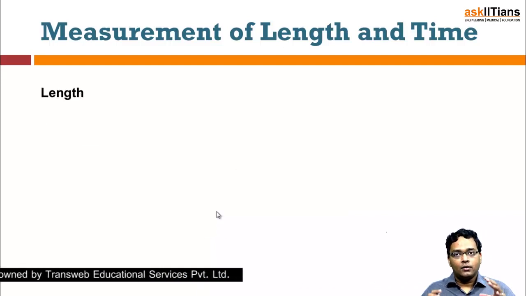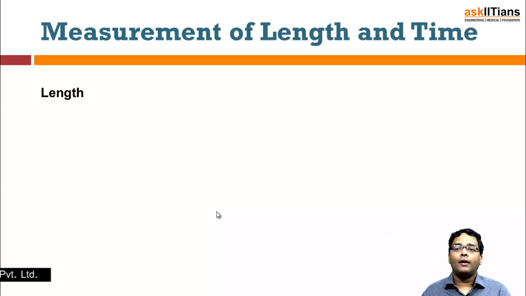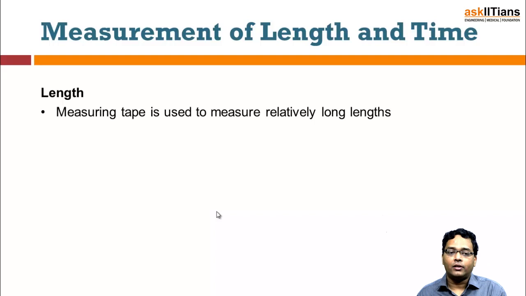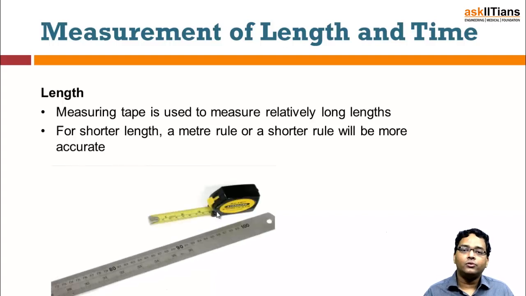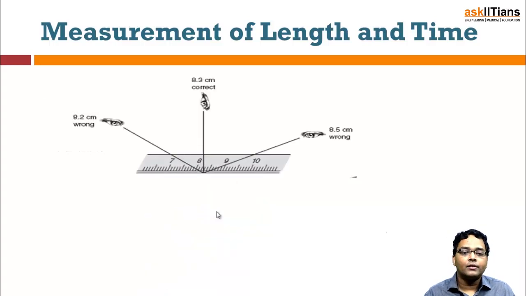Now, taking all these things into account, if you have to measure the length of any particular quantity, if you have a measuring tape, you can use it for relatively long lengths. If you have a shorter length, you can use a measuring tape or a shorter rule. That's going to be accurate enough. Now, for instance, you are trying to measure any length, any particular point using a scale. There, as you can see on the board, there are 3 different ways you can do it.